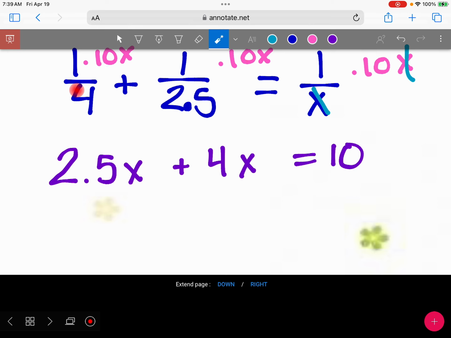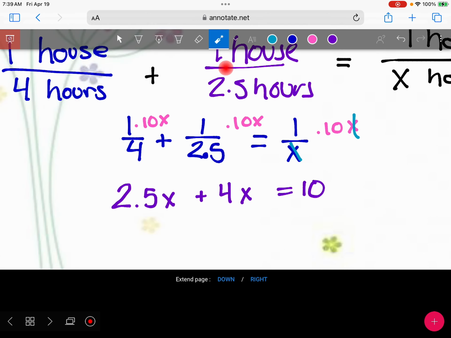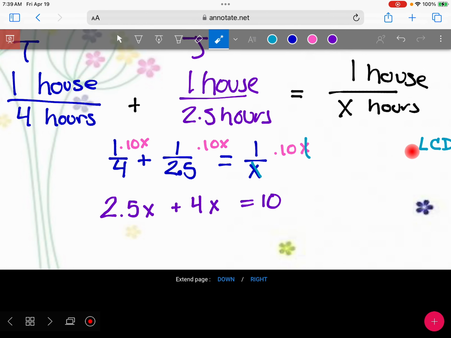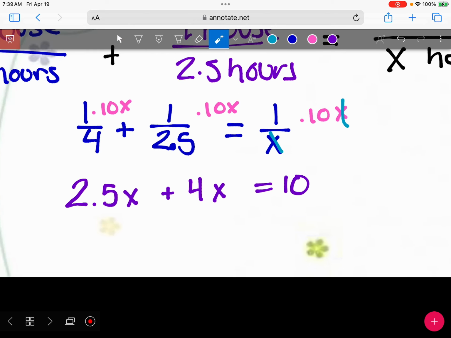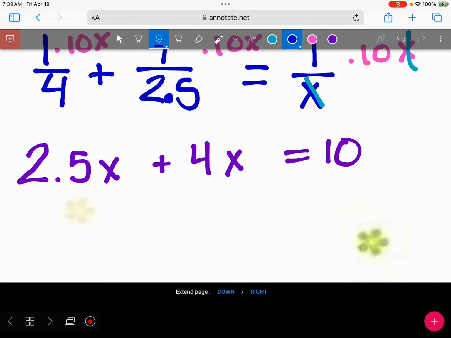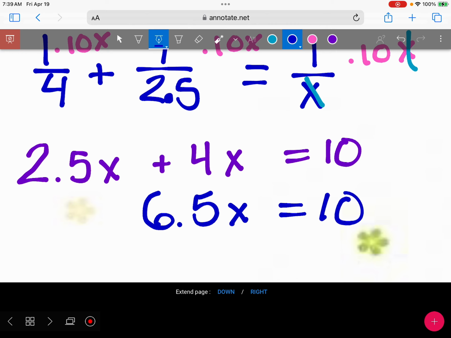I took this up here, when we multiplied all these pieces, and I simplified them. 10 divided by 4 gives me 2.5. 10 divided by 2.5 gives me 4. And these x's are still here. So we took our equation and we multiplied it by our least common denominator, and then we simplified. So we're going to add these pieces together. 2.5x plus 4x gives me 6.5x equals 10.